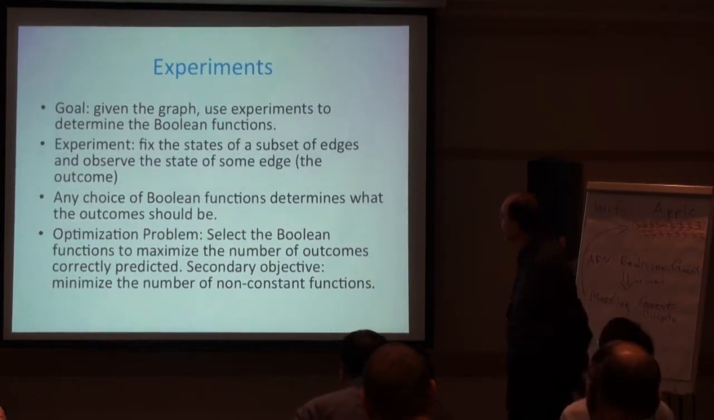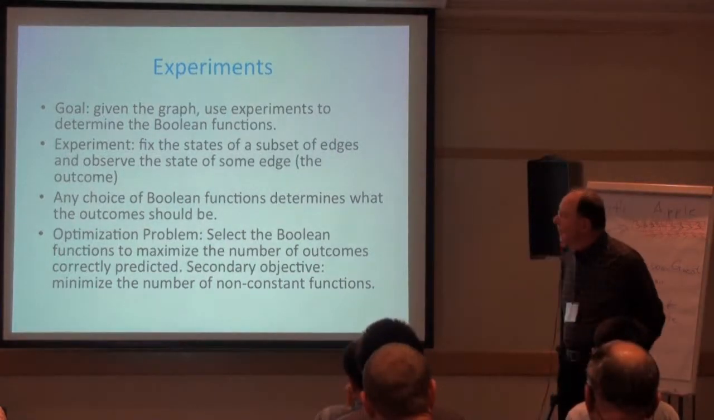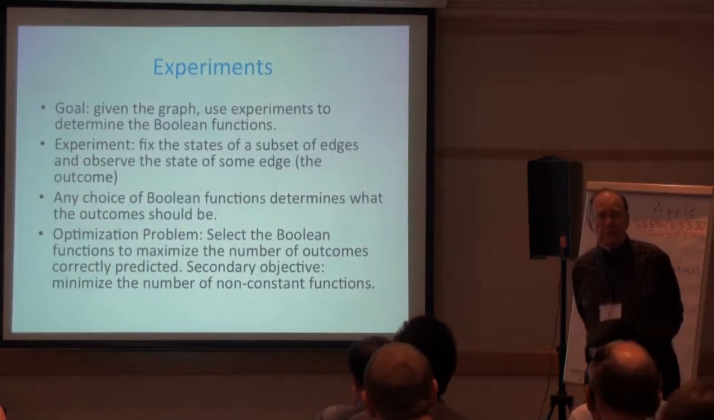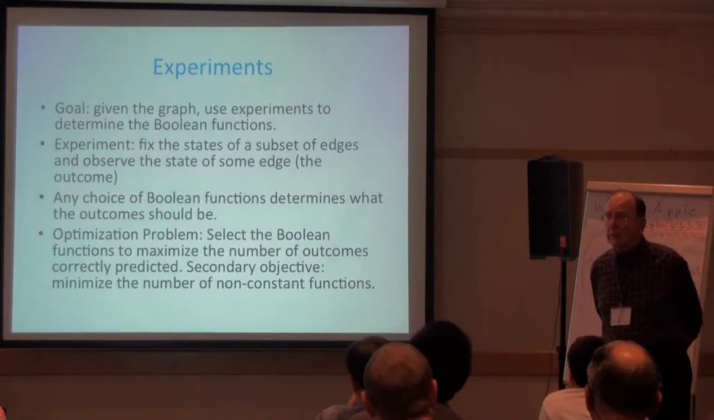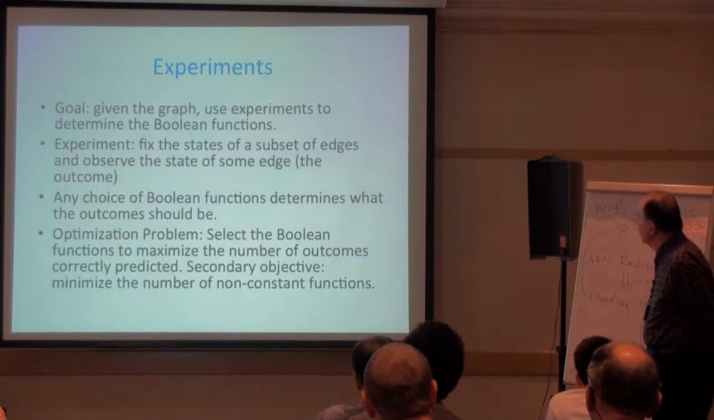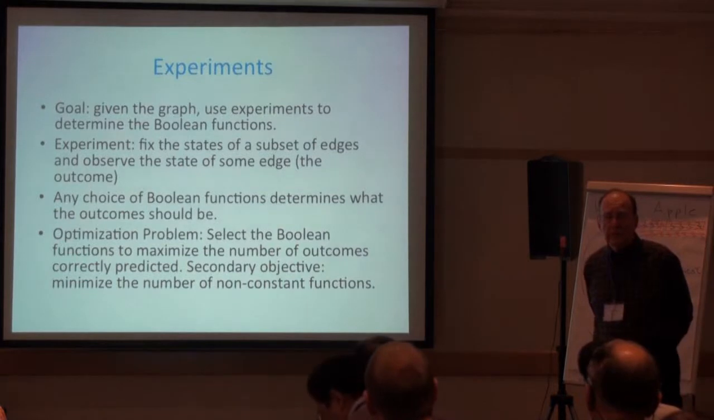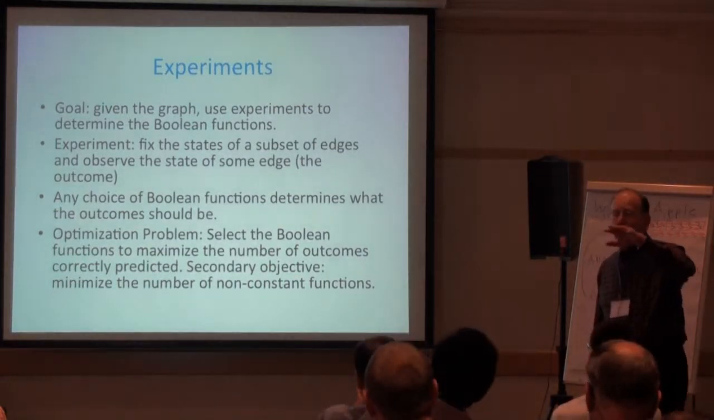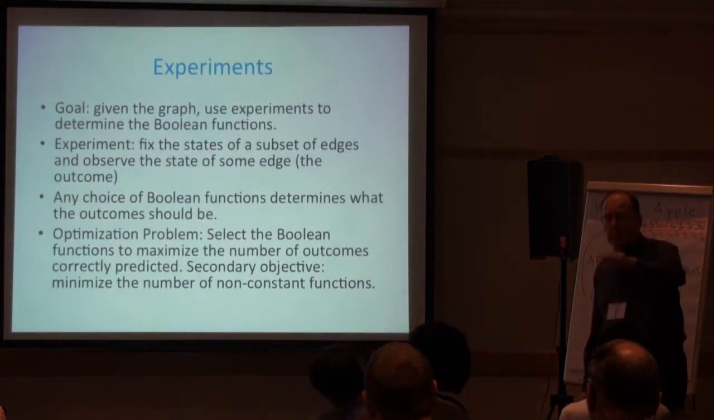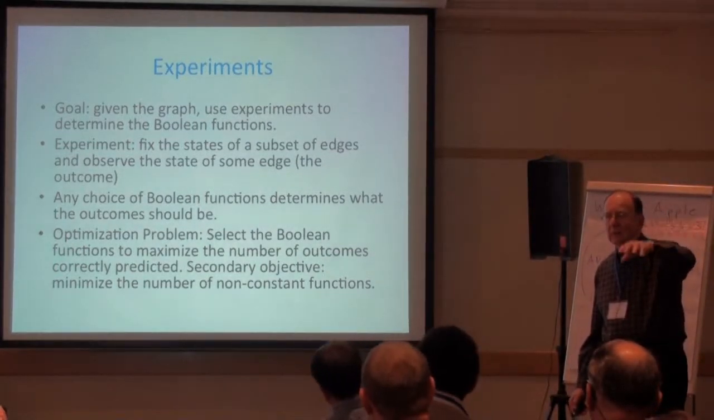Now, the goal that we've chosen, and this is joint work with Roded Sharan, is to, given the graph, which is the pattern, essentially you can think of it as the pattern of causality, the pattern of interaction among the proteins. Given the graph, we want to use perturbation experiments to determine the Boolean functions. So we're assuming here that we have everything about the Boolean network except the logic functions that dictate for every edge how its activation state depends on the activation states of the incoming edges.